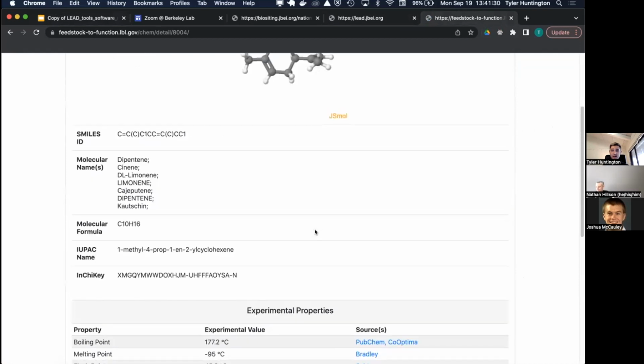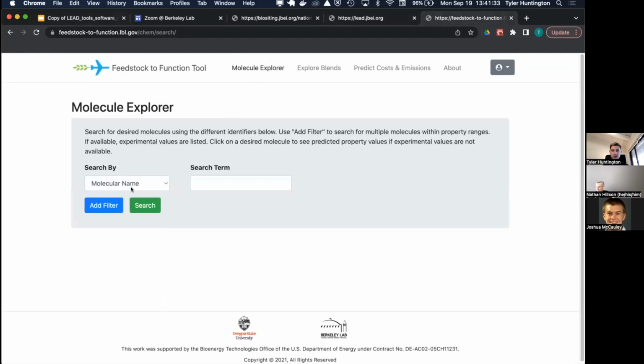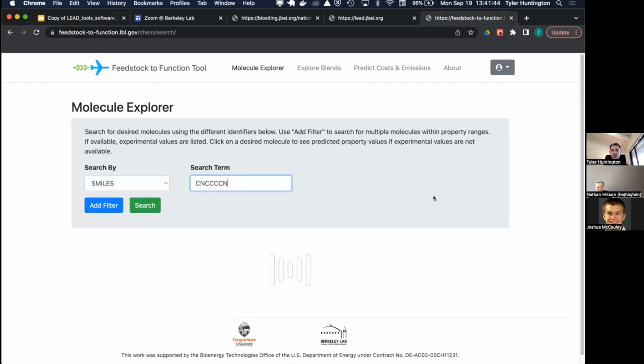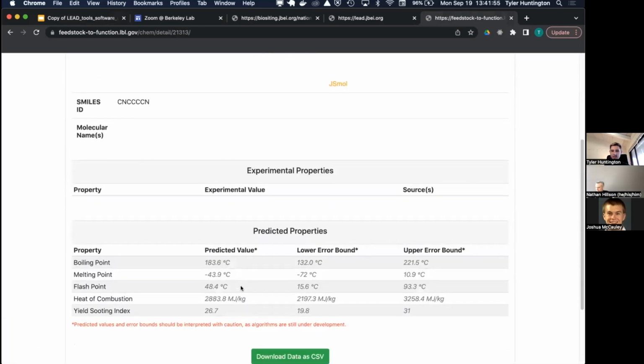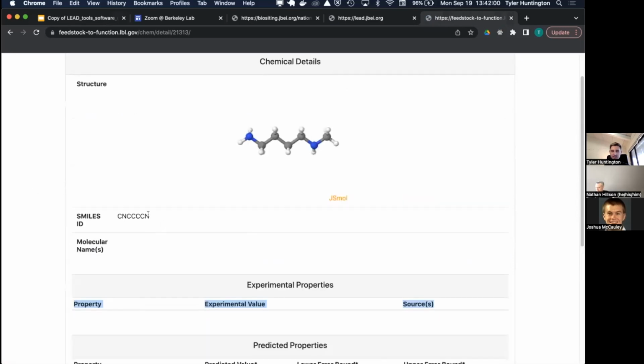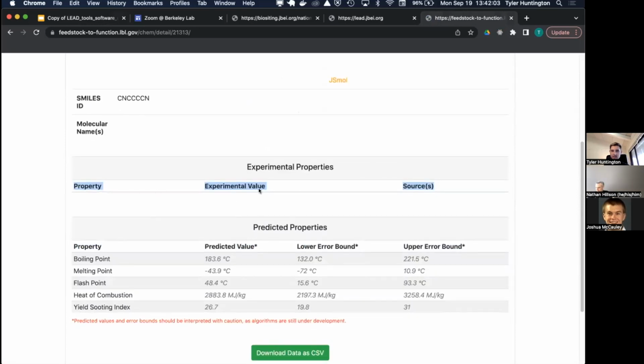But the tool does enable you to search by SMILES, and if you put in a valid SMILES that corresponds to a molecule that we don't have, it will theoretically come up with predictions on the fly. As you can see here, this molecule, I have no idea what this molecule is, but it doesn't have any experimental data. So we've used our algorithms to make these on-the-fly predictions of its properties.